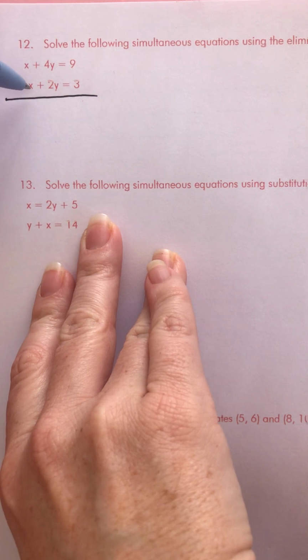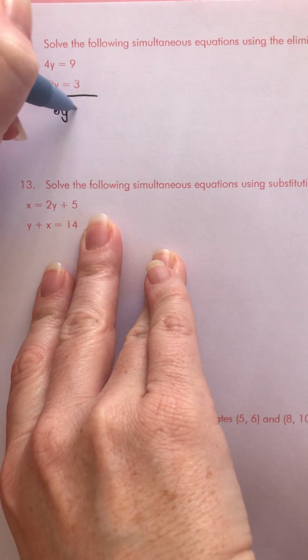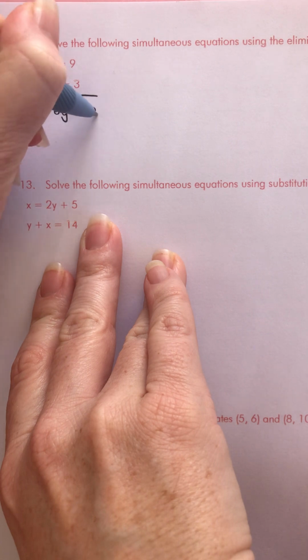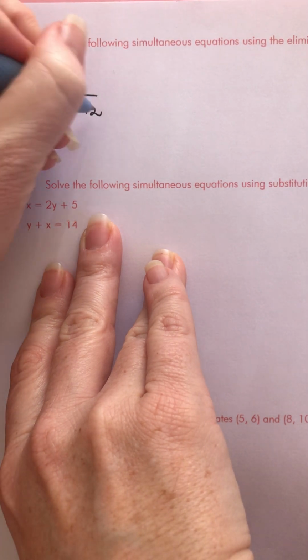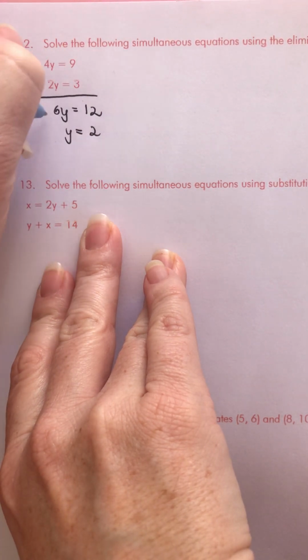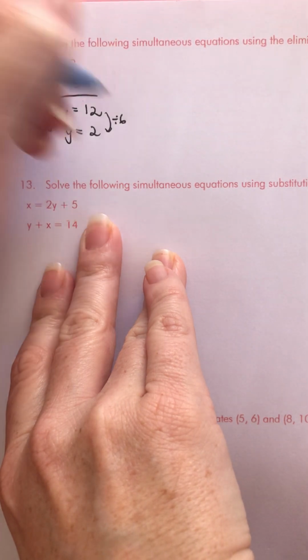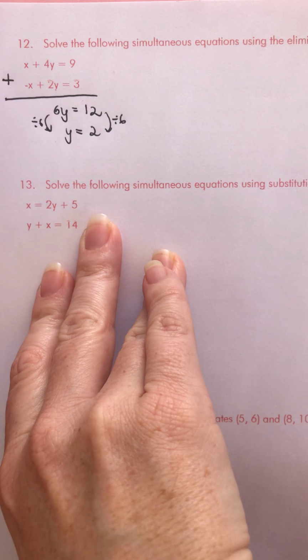So x plus negative x gives us 0, 4y plus 2y gives us 6y, and 9 plus 3 gives us 12. Then we're able to say if 6y equals 12, y must be equal to 2 because we've divided by 6 on both sides. Then once we've got that, we can solve for x.